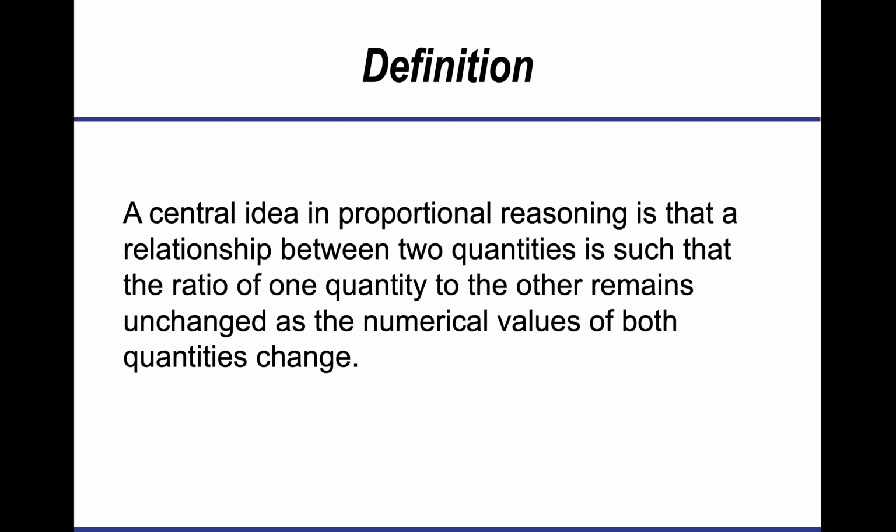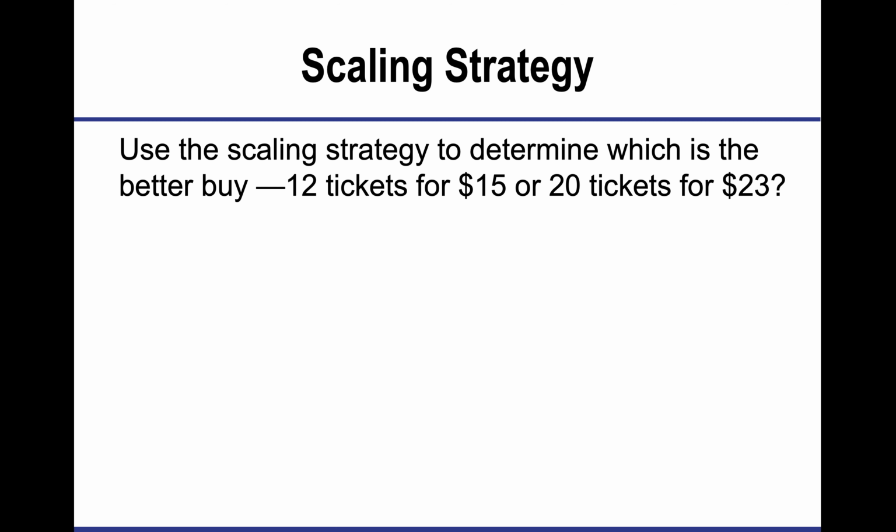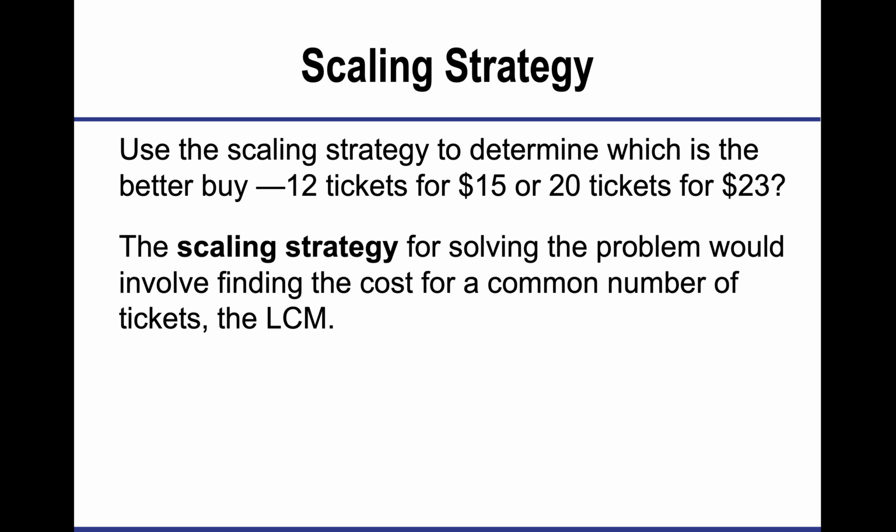So the central idea in proportional reasoning is that there's a relationship between two quantities which is going to remain unchanged as the numerical values of the quantities change. So the ratio is going to remain the same. An example of this is using a scaling strategy. If I want to compare two purchase price points, maybe something that's on sale and something that's not, I want to break it down into the simplest unit. So a scaling strategy for solving a problem would involve finding the cost of a common number of tickets, or the least common multiple. So I get 60.